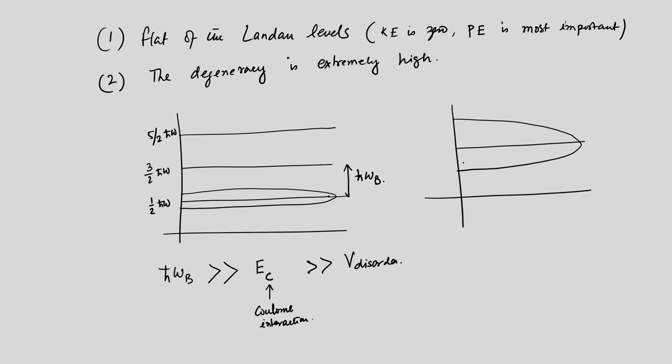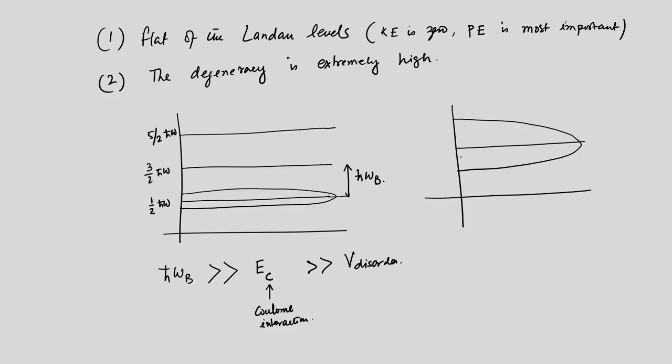And there's one more important thing: the formation of the Landau levels is still so large, that is the distance between the two Landau levels, or the difference between the two Landau levels, is still very large, such that the merger of the Landau levels does not happen. So they do not start overlapping with each other even when interaction and disorder are present.